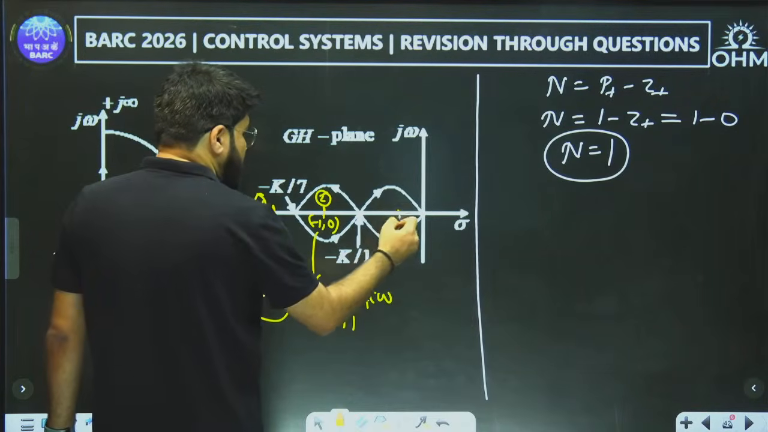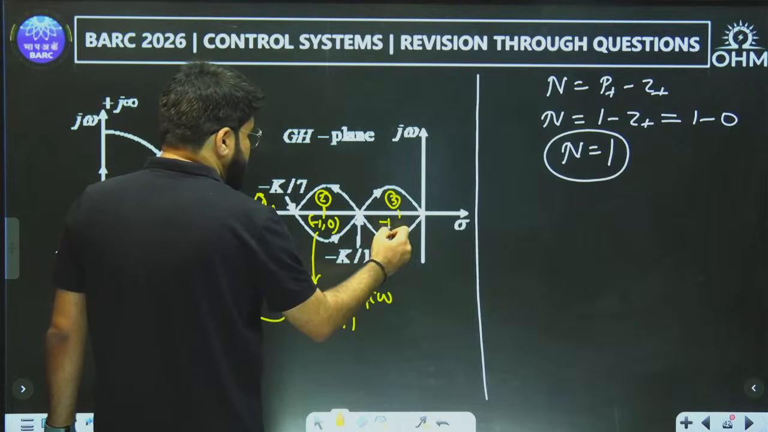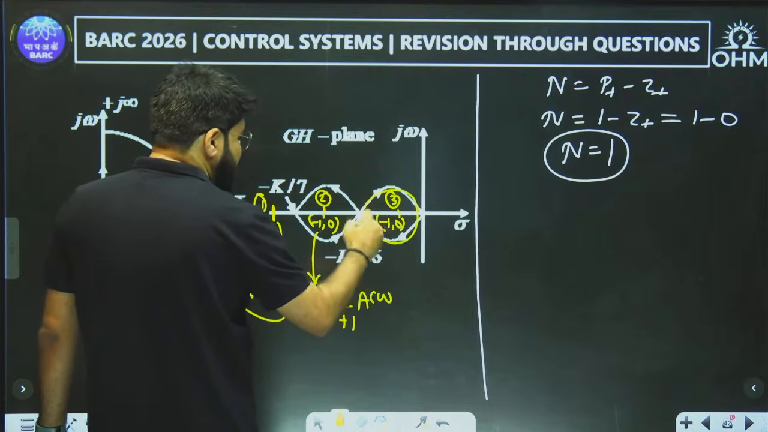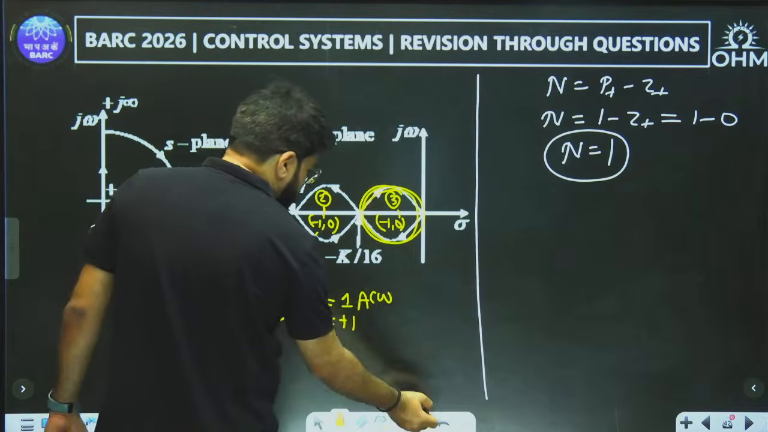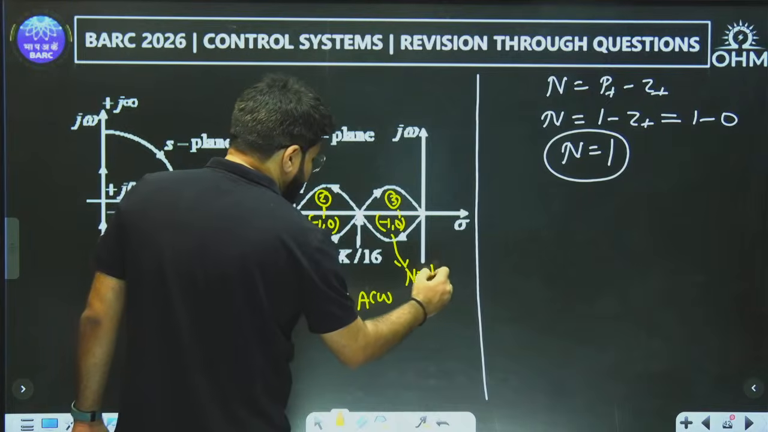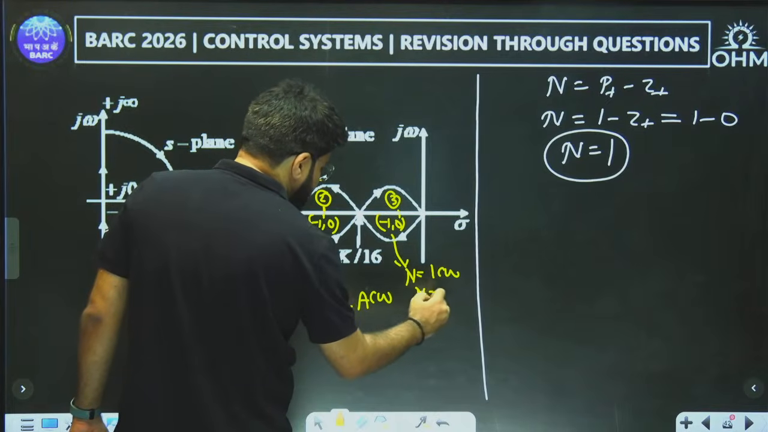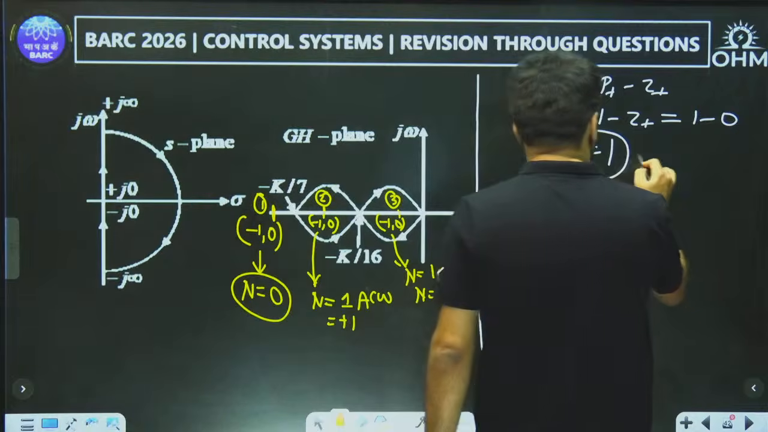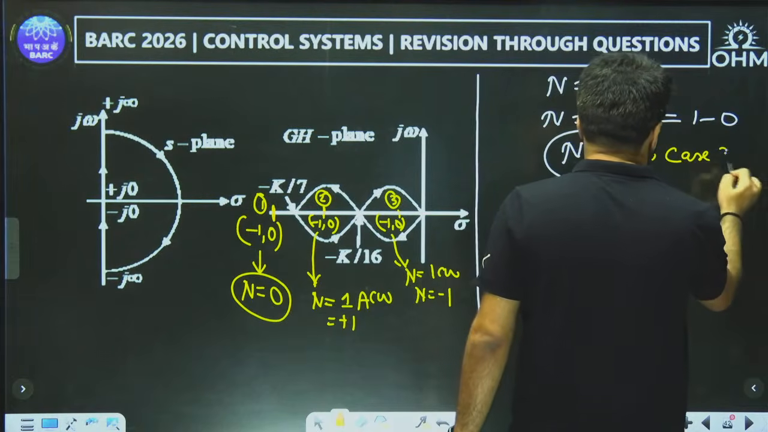Still, I'll show you the third case. In the third case, minus 1 comma 0 can be inside this last loop. This last loop encircles this point in the clockwise direction. So what is N here? One clockwise, and one clockwise means minus 1. So what is the N I want? I want N equal to 1, which is happening in case number 2.